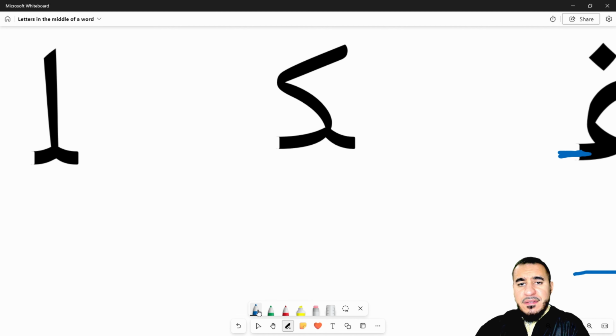Then we have the kaf. So the kaf looks the same as when it's at the beginning of a word, other than it has this little tail at the start, which allows it to connect to a letter before. And of course, it can still connect to a letter after it, okay? So again, we could just put the jim at the start, all right? And we can just put a lam at the end, okay?